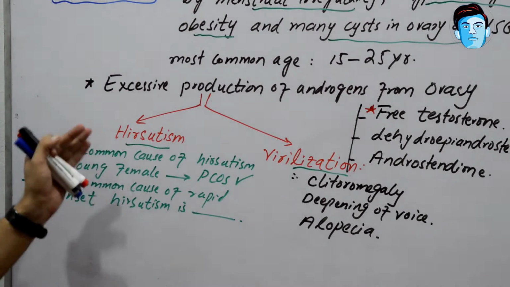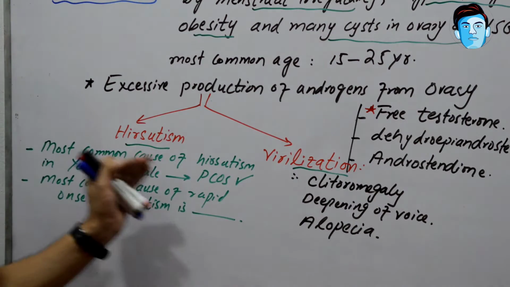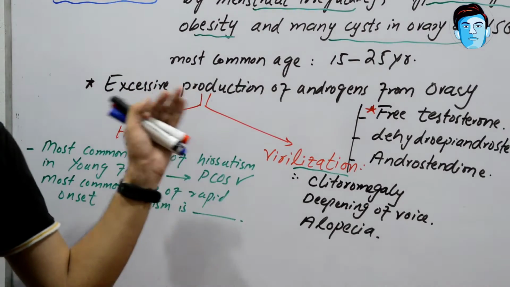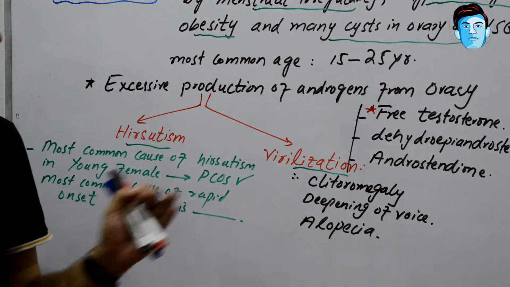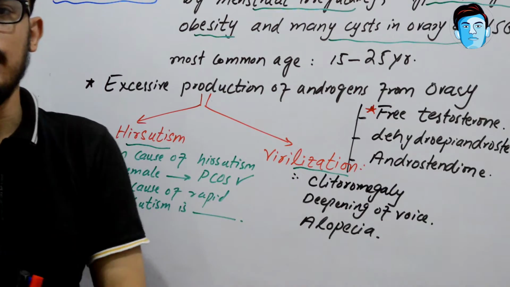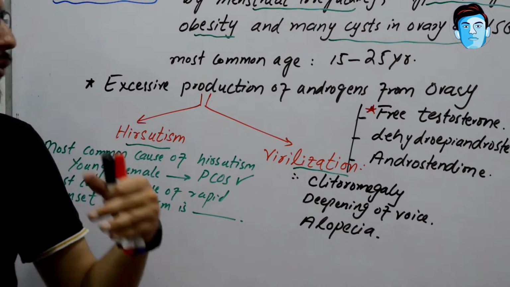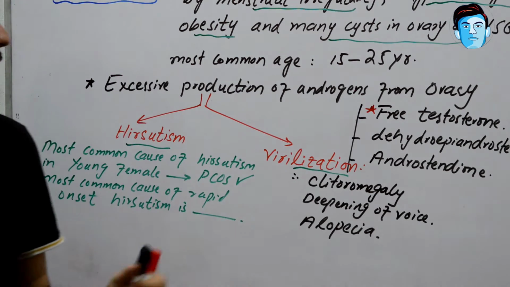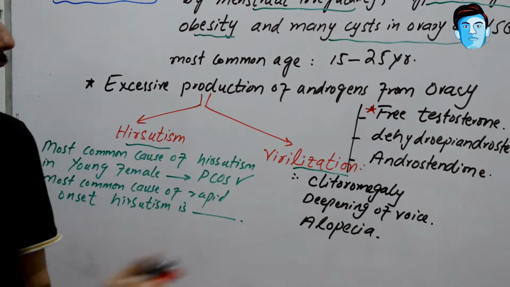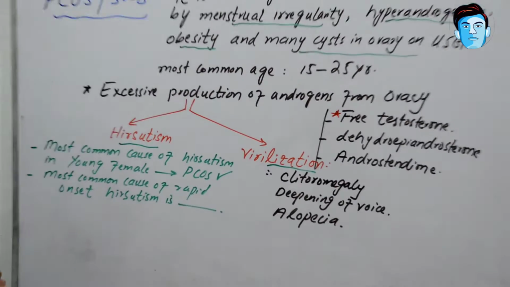So hirsutism is excessive male pattern hair growth. The most common cause of hirsutism in young females is PCOS, while excessive production of androgen in rare cases can cause virilization, like clitoromegaly. Clitoromegaly means abnormal enlargement of the clitoris, and it can cause deepening of voice. It can also lead to alopecia, meaning loss of hair. So these are the problems.